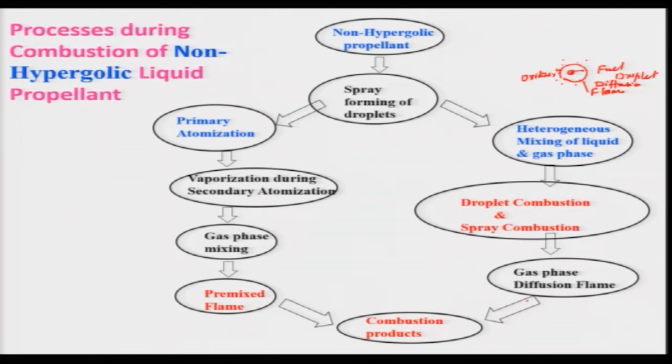So, if you look at it, both the diffusion flame and premix flame can really occur in the combustion chamber. There might be flamelets also, and there might be also what is known as the partially premix flame zone. So, the process is quite complex, but keep in mind that in non-hypergolic propellants, basically there will not be any liquid phase reaction taking place.